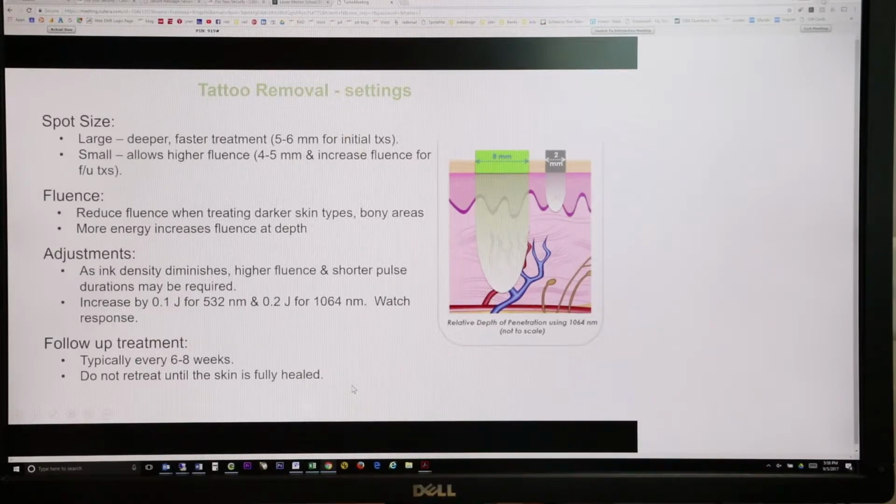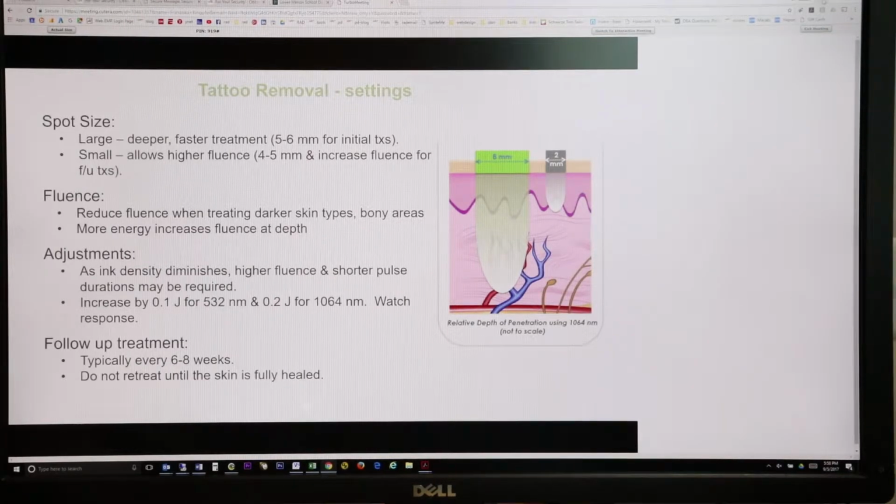Okay. Fluence on thinner skin, I find, especially around the ankle and around the wrist tattoos, it's really unnecessary to go super high, because that skin is very, very thin. So watch out for thin skin and bony areas, because it does tend to absorb the higher energy. And then as you see your patients through the process, you're going to have to increase your fluence as the tattoo fades.